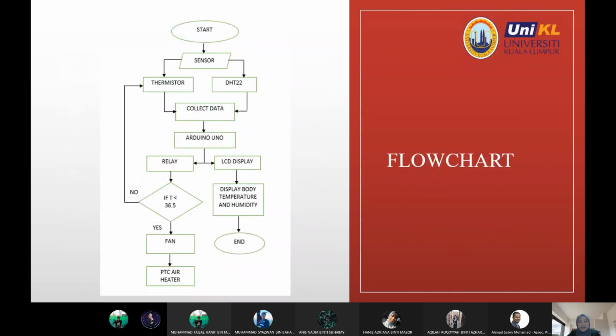Next, this is the flow chart of the project. Two sensors that have been used, which are the thermistor and DHT22 or humidity sensor, will collect the data and process it in the Arduino. And if the body temperature is less than 36.5, the relay will turn on just like a switch to let the power from the wall plug flow to turn on the fan and heater. They will maintain patient temperature within 36.5 to 37 degrees Celsius. Then the LCD will display the reading of body temperature, air temperature, humidity temperature, and status of the fan, either on or off.